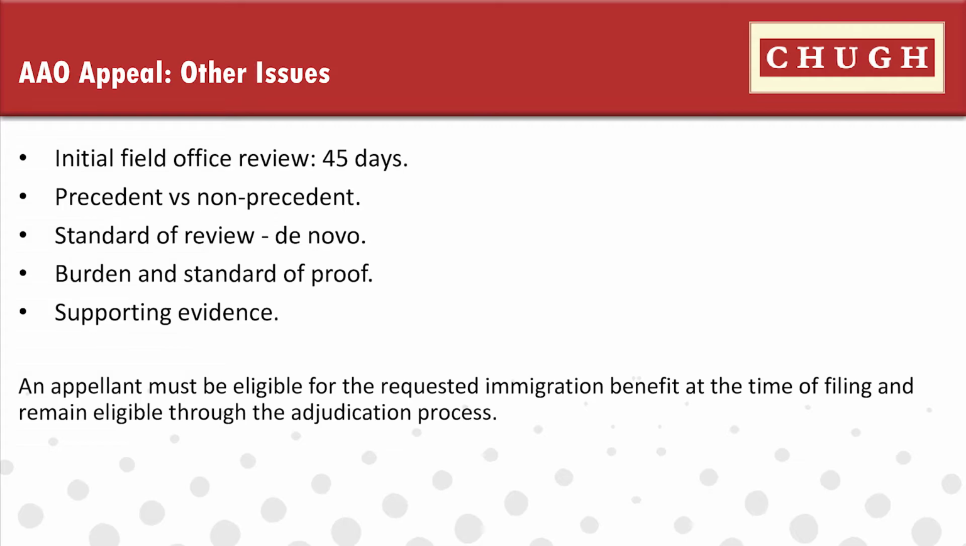And the standard of proof. You must prove your case by a preponderance of the evidence. In another way, the appellant must establish that there's a greater than 50% chance that a claim is true, then the AAO will approve your case. So it sounds not bad. However, in reality, it's actually very strict.